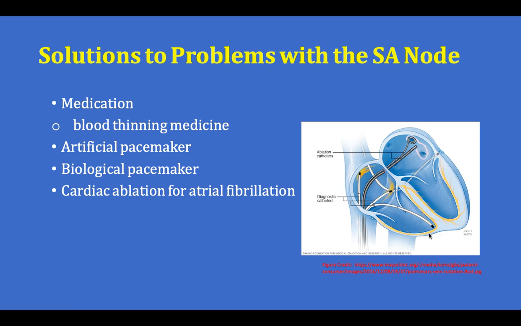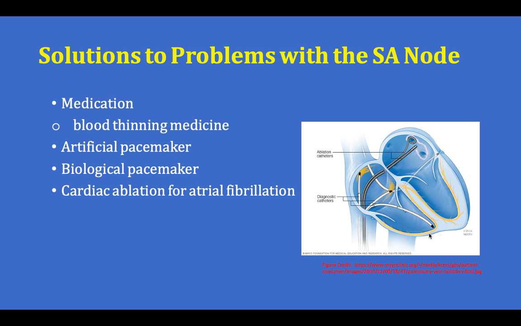Or they may use a biological pacemaker, and bioengineers are now studying using pluripotent stem cells and transcriptomics, which involves the use of RNA and using the RNA to express certain genes.